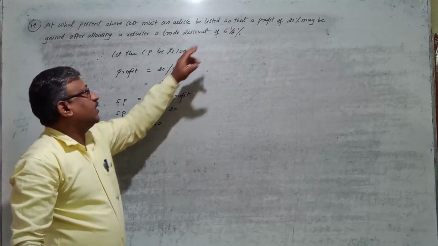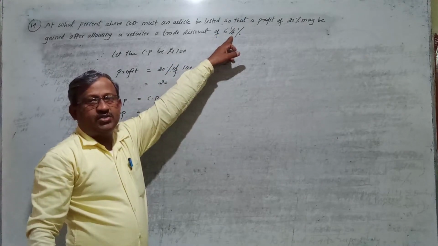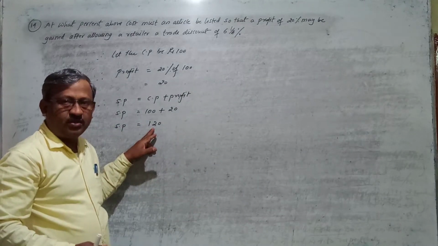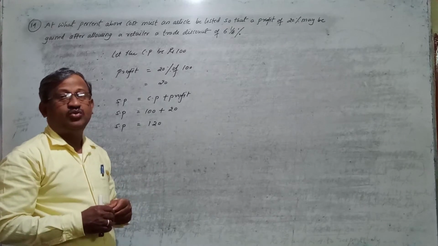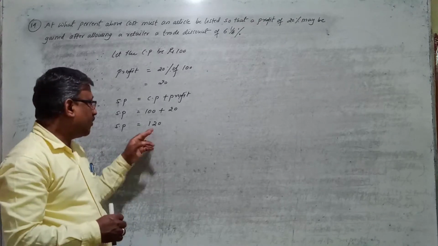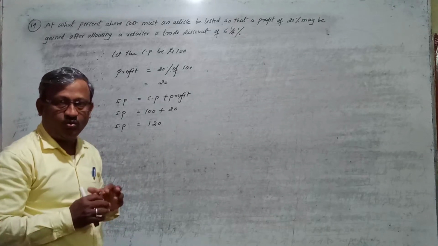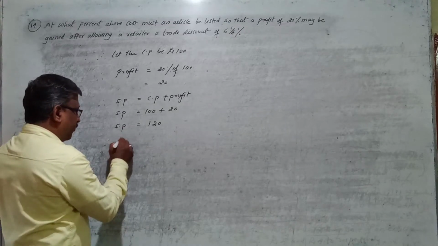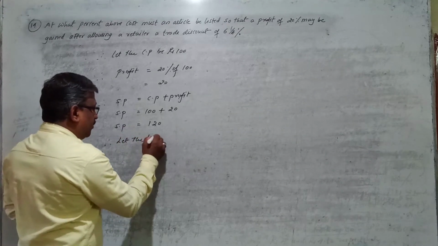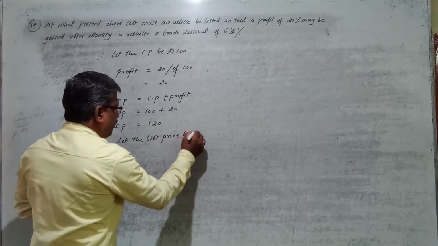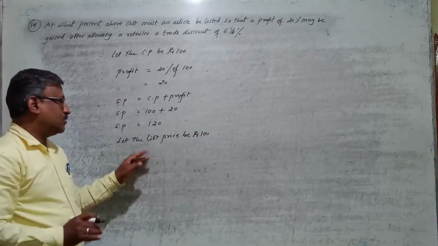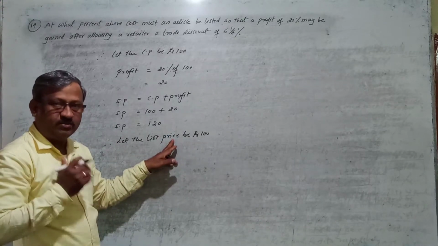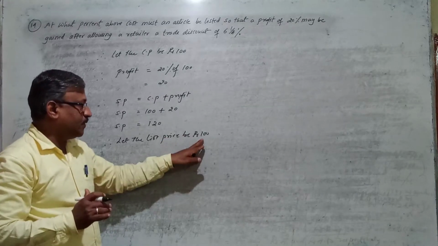So after giving 6 and 1/4% discount on his list price, if the seller wants to sell his article at 120 rupees, so at what price he has to mark his goods for sale? That amount is not known. So what I will do, I will assume his list price. Suppose like the list price be rupees 100. Suppose he has marked his goods for sale at 100 rupees. This is his list price. This is my assumption. I am assuming his list price is 100.